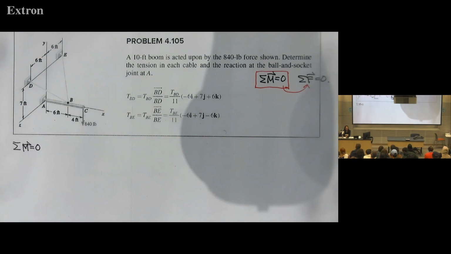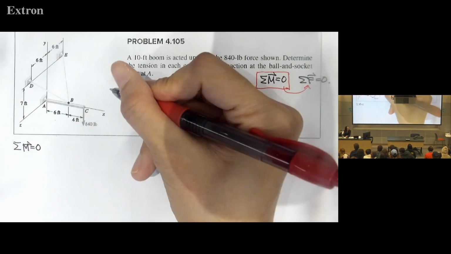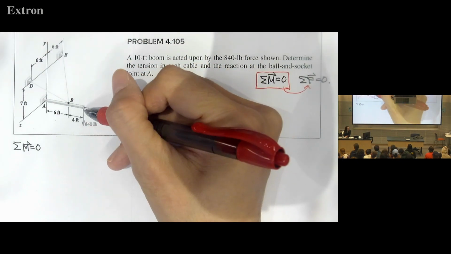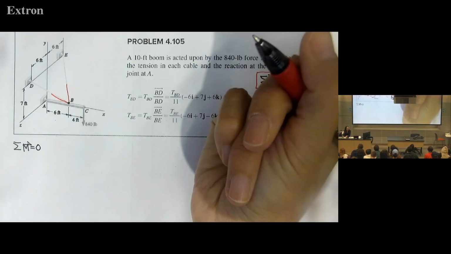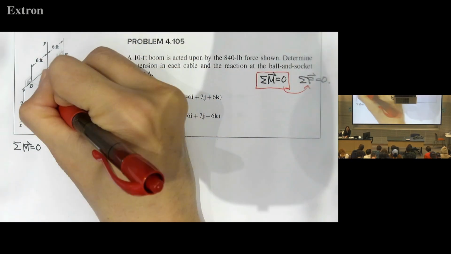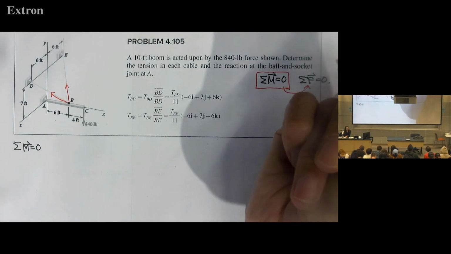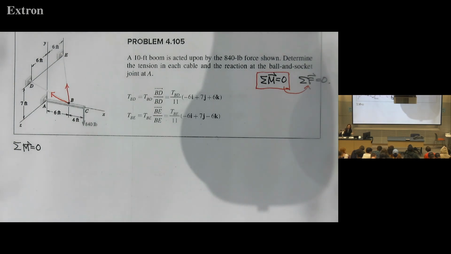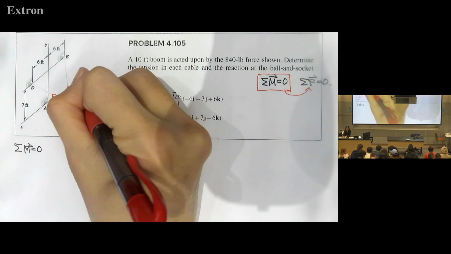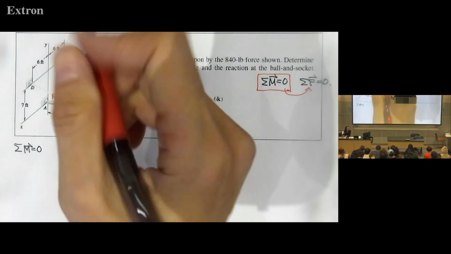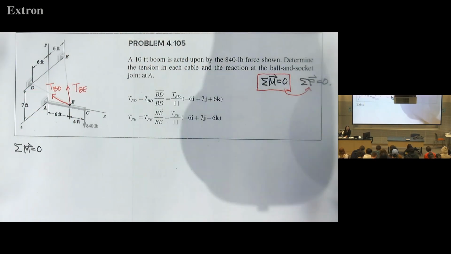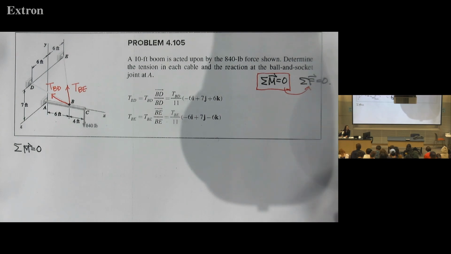Before that, let's plot the free body diagram. At C, we have the force here, and then two cables, cable tension. I use this direction, cable tension away from point B. So I use TBE here, B to E, and then this one, TBD. I'll add the force here again.